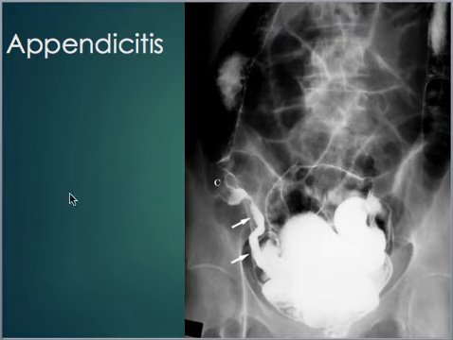This right here is appendicitis. So there's some other things going on here. You can see some really air-filled dilated loops. They might have an obstruction as well. But right down here is where the appendix is. This is the cecum. And you can see here that there's appendicitis.